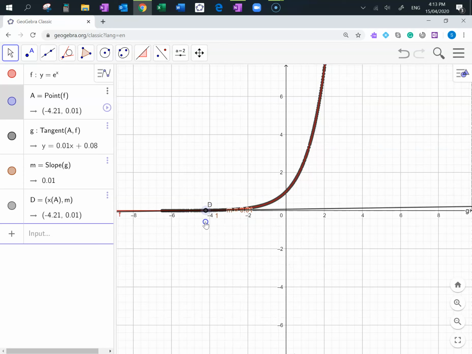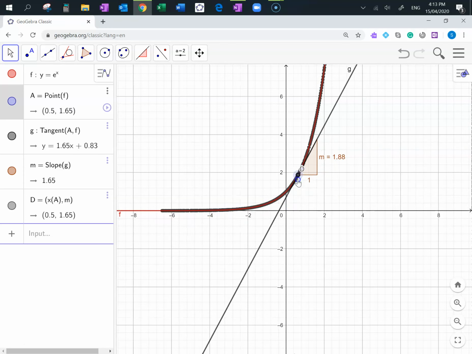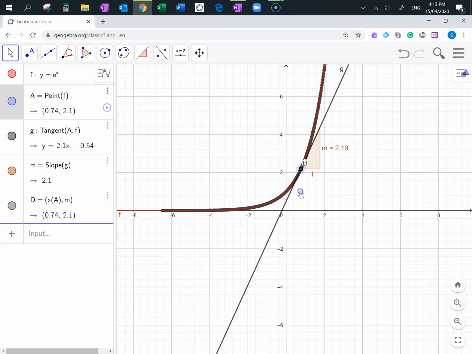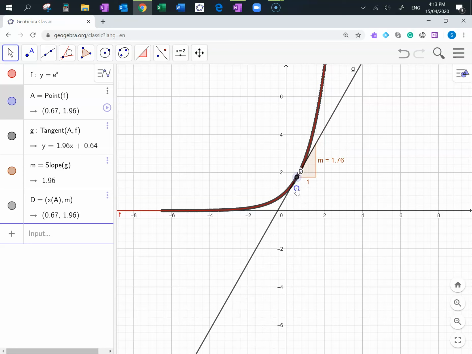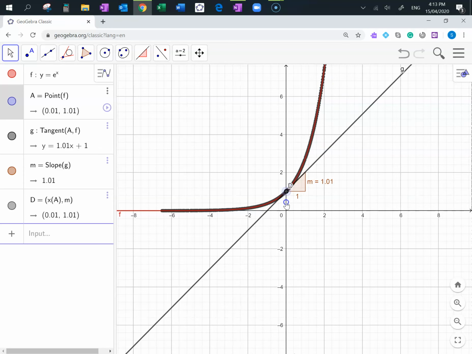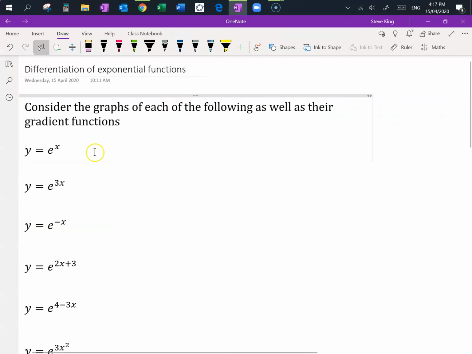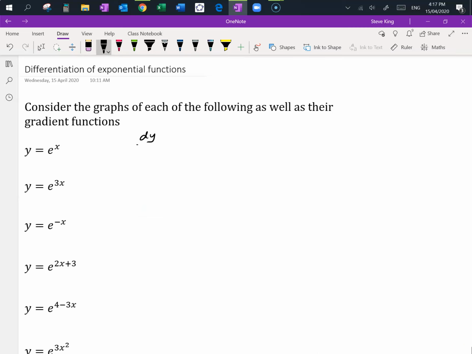This is kind of weird, but this is one of the key things about the function e to the x and why it is so important. It's so important because the derivative of e to the x is itself e to the x. So if we go back to our original set of questions, if we want to find the derivative of y is equal to e to the x, so in other words dy dx, well, that's simply going to be e to the x.